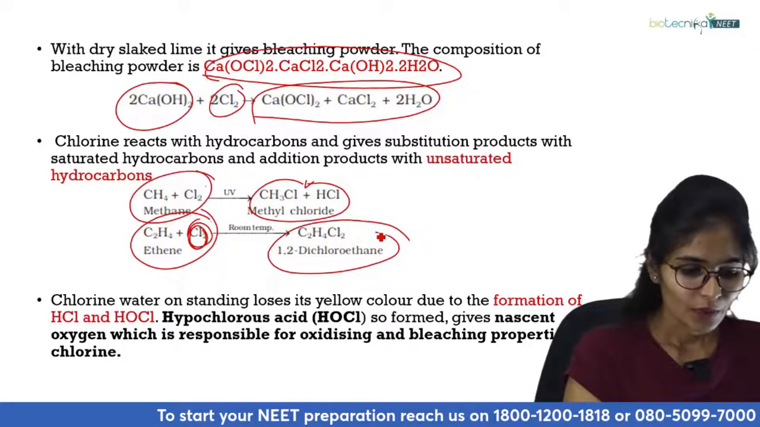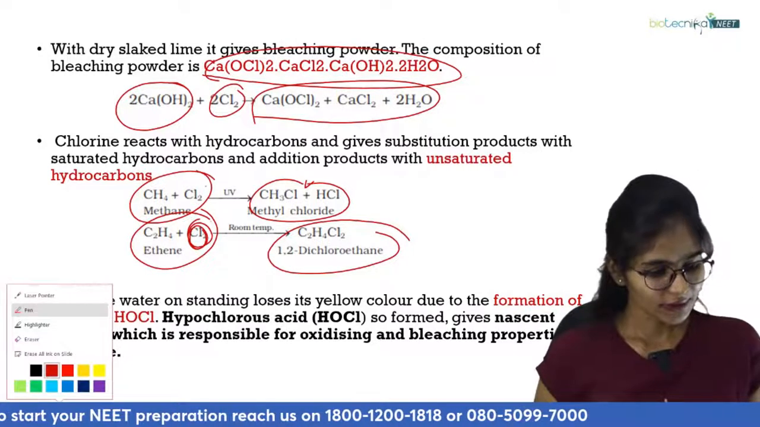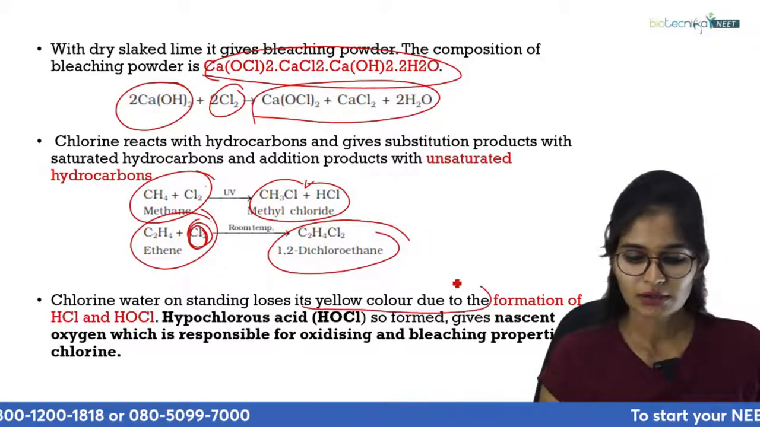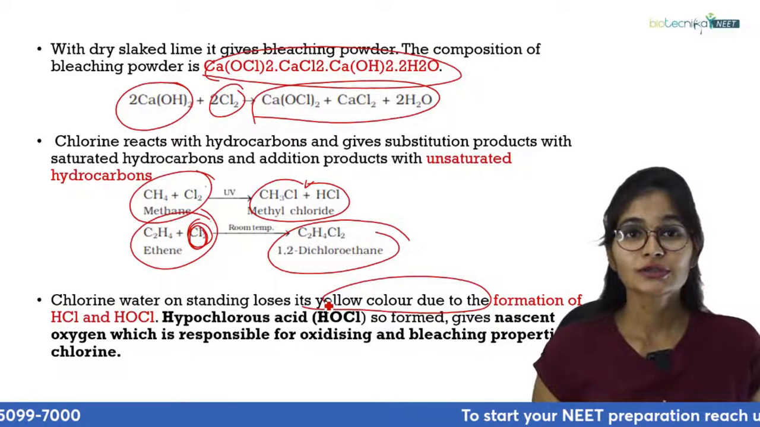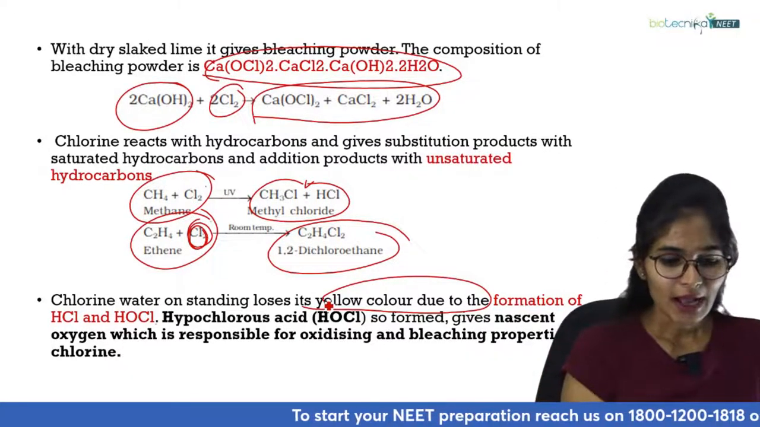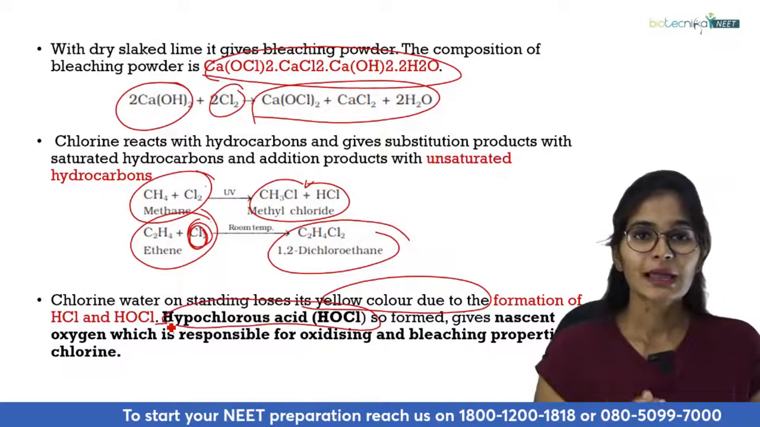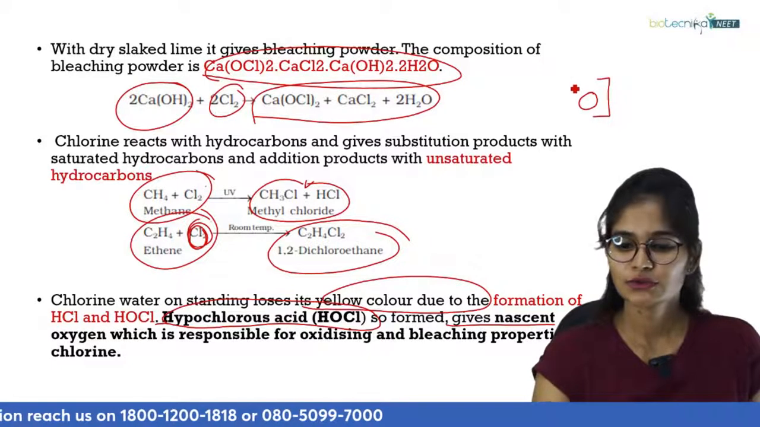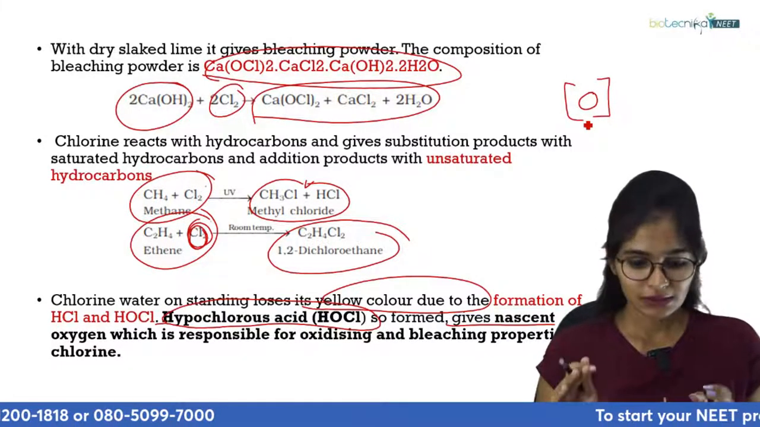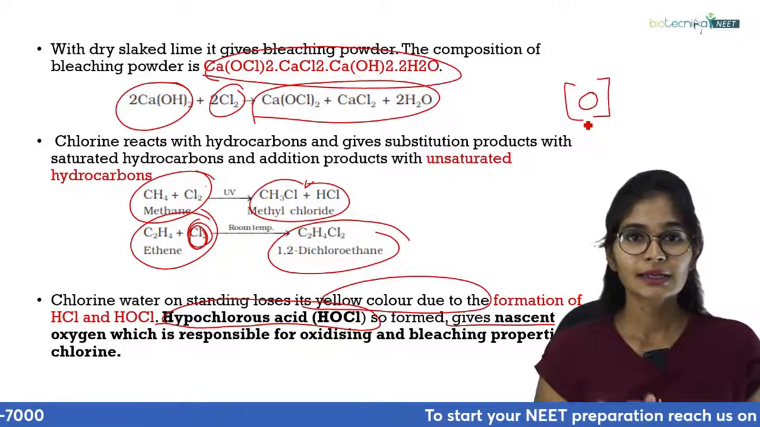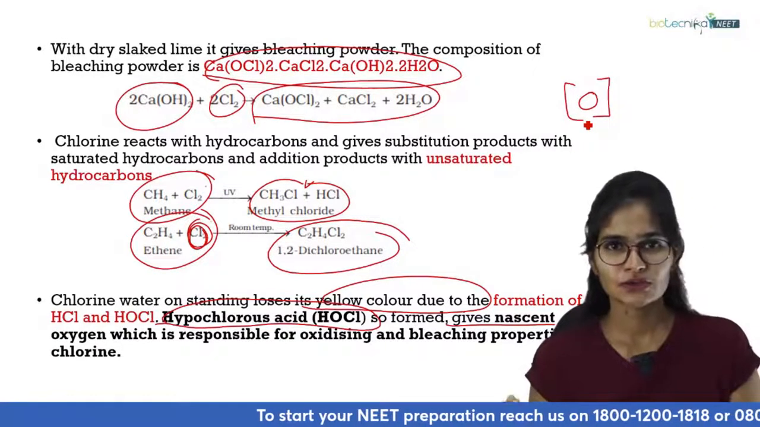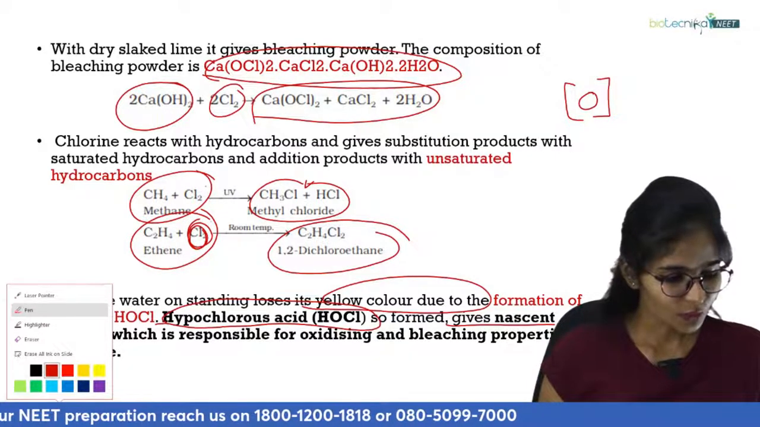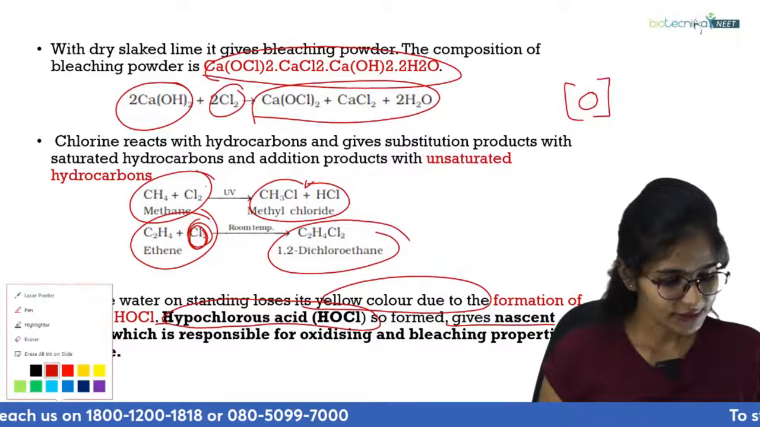Apart from that, whenever chlorine water is there, chlorine water upon standing loses its yellow color. Why is it losing its yellow color? Because there will be formation of HOCl, that is hypochlorous acid. Once the hypochlorous acid is formed, it will give nascent oxygen, which is highly reactive and unstable, so it will readily undergo oxidation, and it will combine with other nascent oxygen and be converted into an O2 molecule.